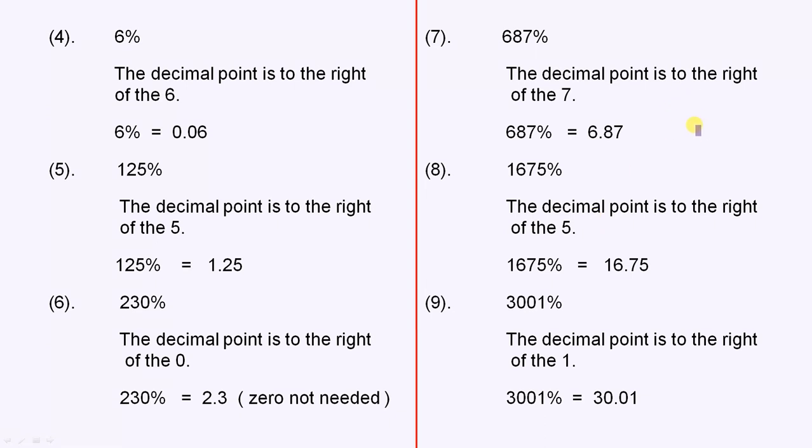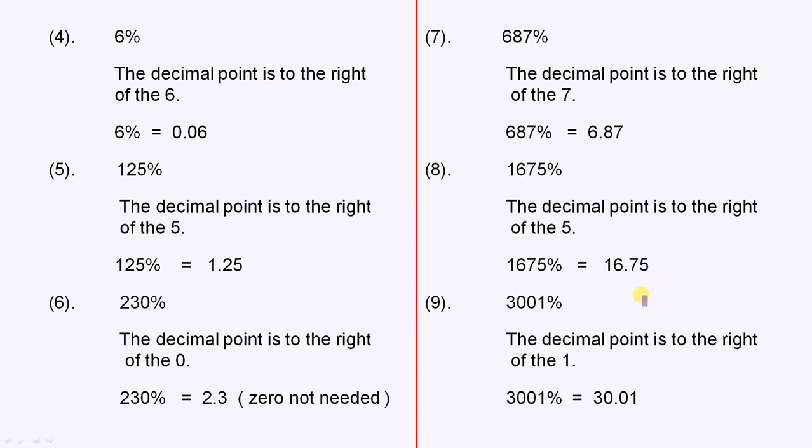687%, the decimal point is to the right of the 7. So if it's there, 1, 2, and the answer is 6.87. 1,675%, the decimal point is to the right of the 5. There it is there. Move it 2 places to the left, 1, 2, so the answer is 16.75.